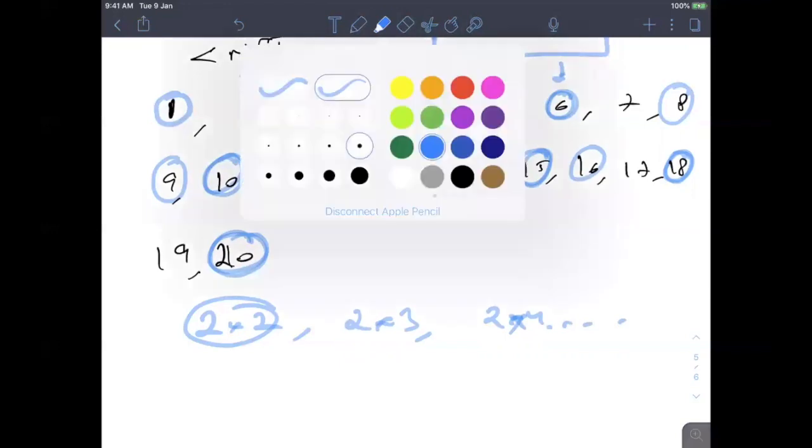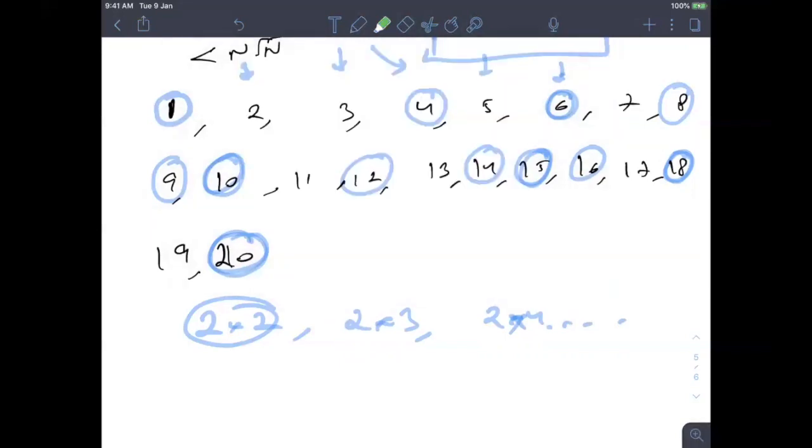Let's check once again. Is 2 a prime number? Yes. Is 3 a prime number? Yes. 4 is circled, so it cannot be prime. 5 is not circled, so it's a prime number. 7 is a prime number. 11 is a prime number. 13 is a prime number. 17 is a prime number. And 19 is a prime number. Right? So we found the prime numbers.